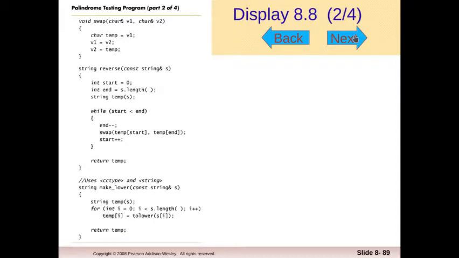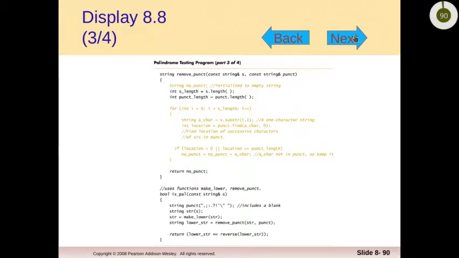So now the most interesting function here is the remove punct. The remove punct has a string as its first parameter, and it has another string called punct as its second parameter. So this second parameter called punct acts as a list of symbols that we want to remove from the string that we get as a first parameter.